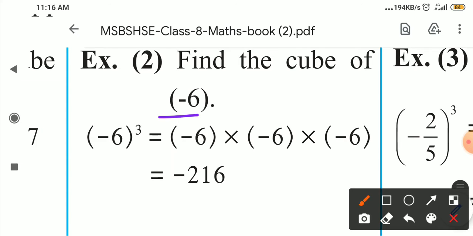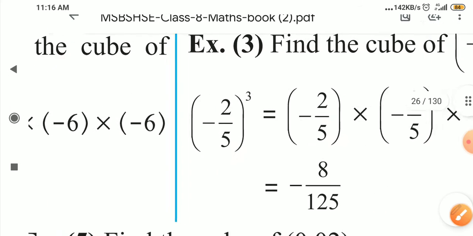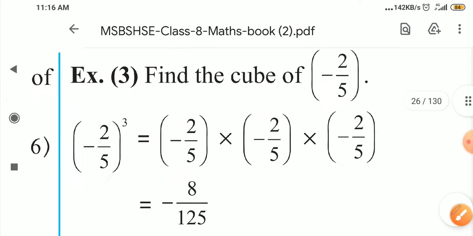We have to find the cube of minus 6. So 6 6s are 36, 36 6s are 216. The negative sign is there, so the answer is negative 216, which is the cube of minus 6.